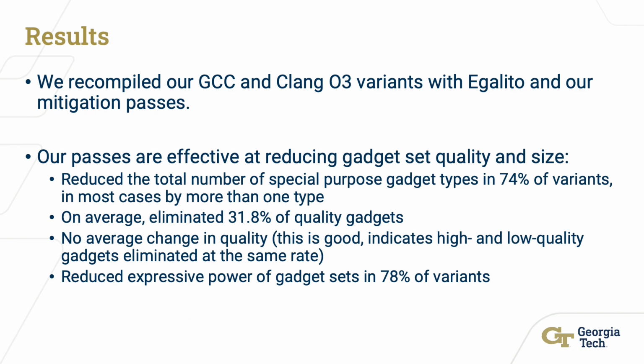We discovered that our passes are quite effective at reducing gadget set quality and size. In particular, our mitigation passes reduce the total number of special purpose gadget types in 74% of variants, and in most cases by more than one type. On average, our passes eliminated 31.8% of quality gadgets in gadget sets and reduced the expressive power of gadget sets in approximately 78% of variants.